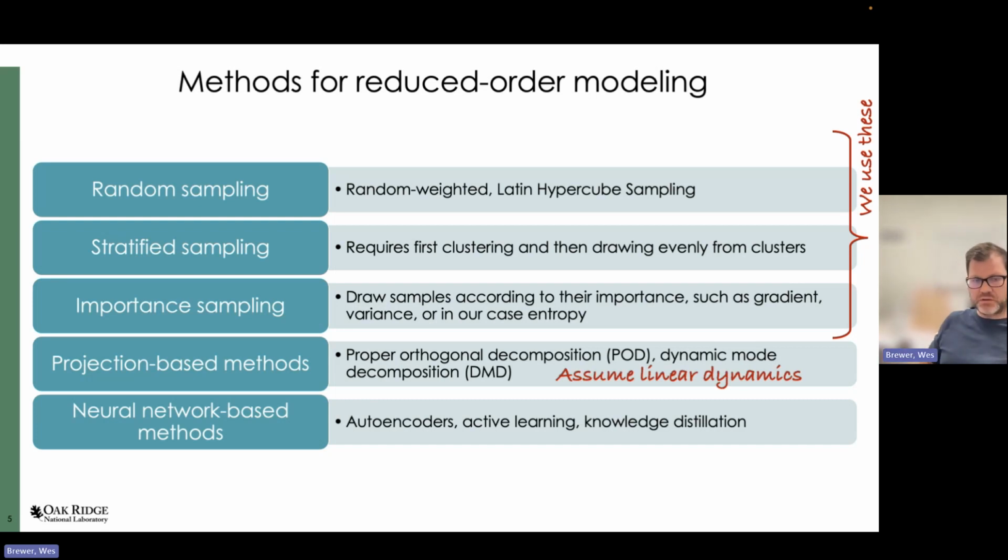We actually considered experimenting more with projection-based methods, but didn't want to focus too much on that area. There's been a lot of work in that area, but at the same time, these methods assume linear dynamics, which may not be appropriate for things like turbulence modeling, which are highly nonlinear. And then neural network-based approaches: methods like autoencoders may do very well at data reduction, but the issue there is the interpretability or explainability of your downsampled training data.